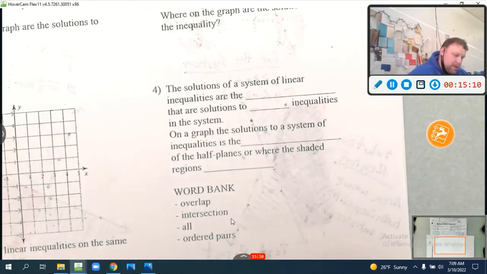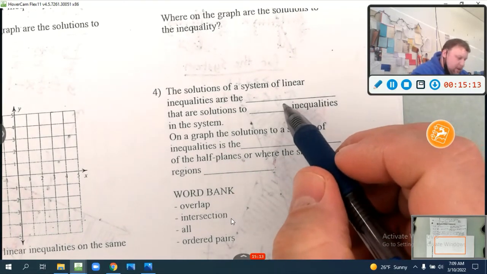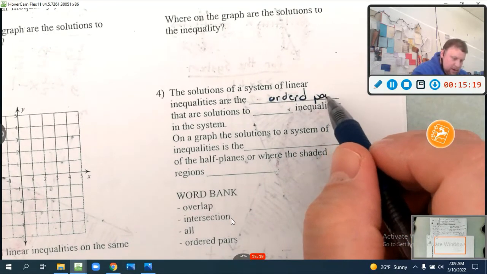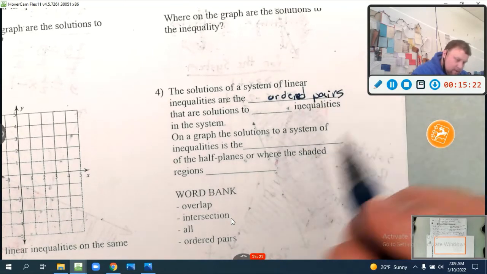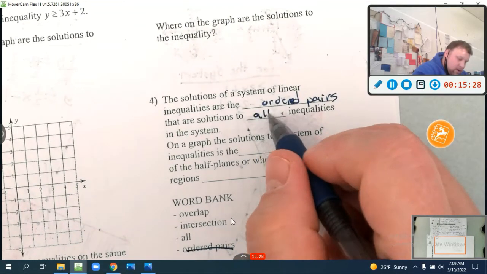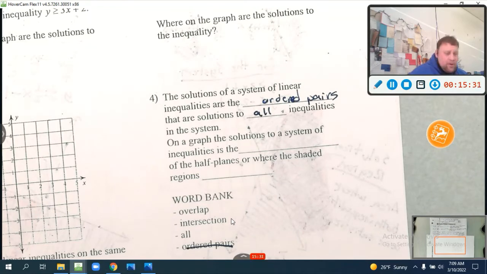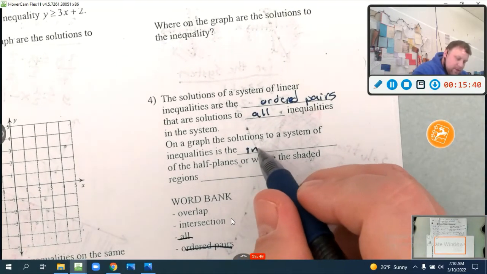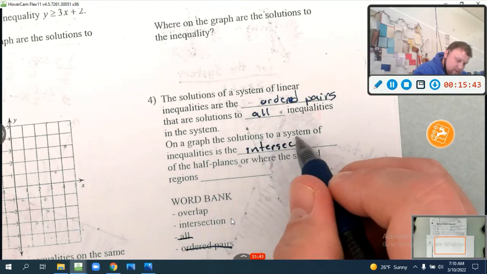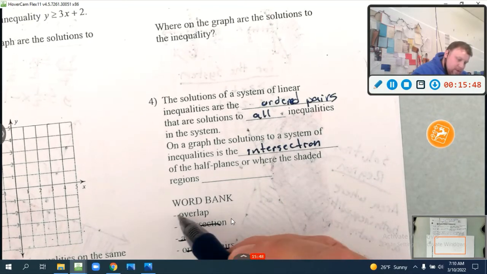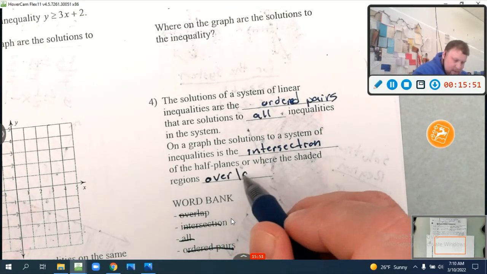Some of these feel like they could go multiple places, but the solution of a system of linear inequalities are the ordered pairs, right, the xy points, ordered pairs, and I realized I should have an E right there. So we just use that are solutions to all inequalities in that system, because there could be more than two, there could be 3, 4, 5. On a graph, the solutions to a system of inequalities is the intersection of the half planes, or where the shaded regions overlap. The double shaded area, right?